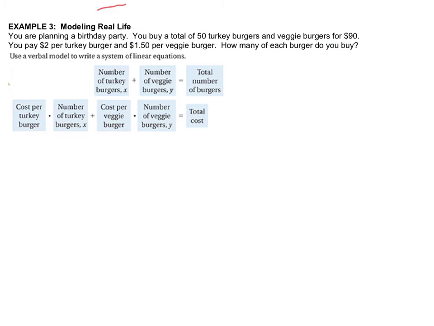And lastly, let's look at a real-life situation. We're planning a birthday party. You buy a total of 50 turkey burgers and veggie burgers for $90. You pay $2 for the turkey burgers, $1.50 for the veggie burgers. How many of each did you buy? So that's a kind of an important piece there. How many of each do you buy? So we kind of work these out. It's hard to create these equations, but basically this first equation is the number of turkey burgers is going to be our x.